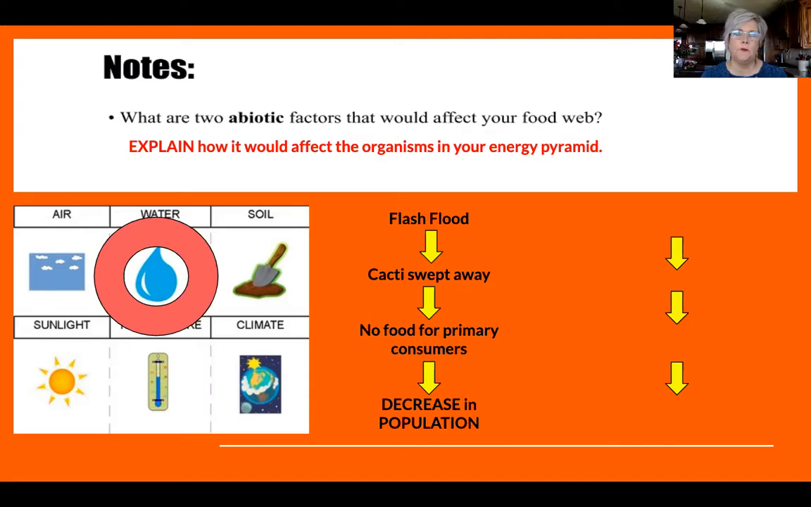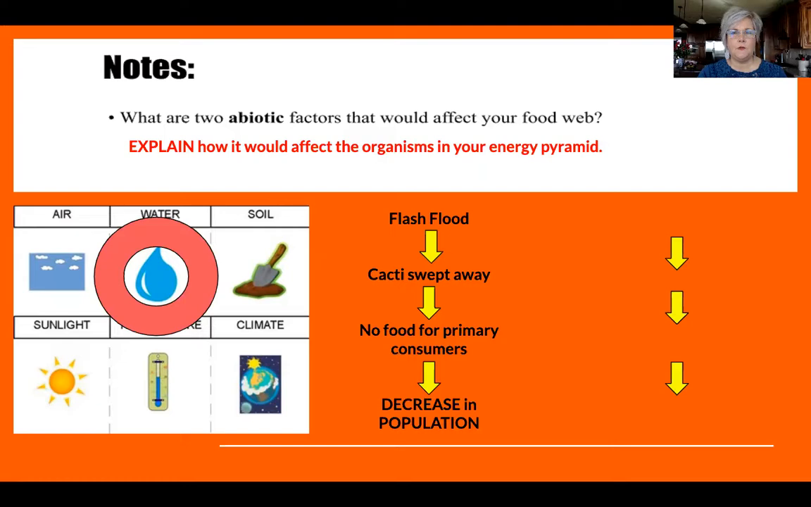Obviously, if you are doing the marine ecosystem, there's no such thing as a flash flood. But you can still consider the quality of water. So maybe think about pollution. How would water pollution affect the organisms in your ecosystem?